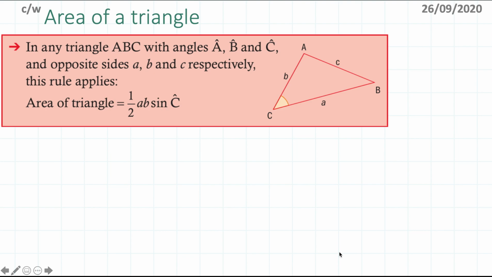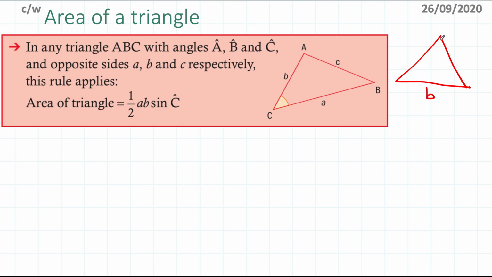You should know the specific rule for the area of a triangle being half times base times height. Now that rule only applies for triangles where the height and the base are perpendicular. So more specifically, if I have a right angle triangle, for example, or maybe a triangle with the base and height already perpendicularly defined.